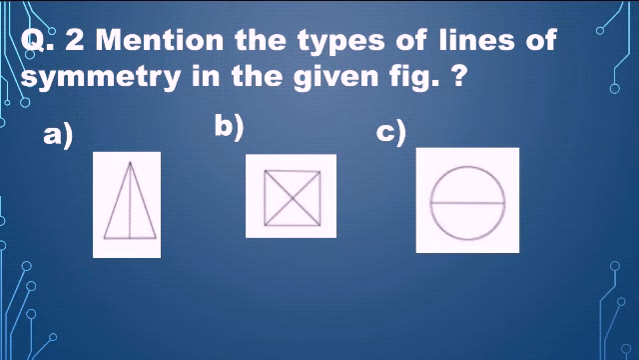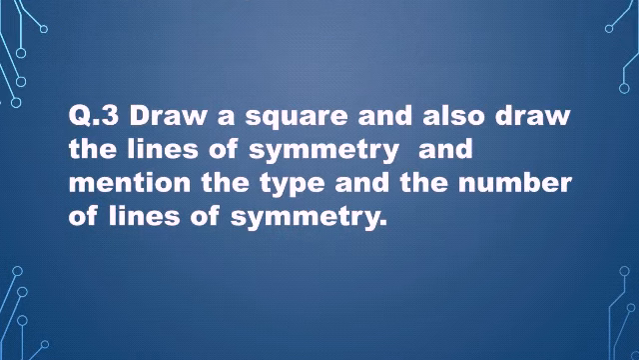You know that we have learned three different types of lines of symmetry: vertical line of symmetry, horizontal line of symmetry, and slanting or diagonal line of symmetry. Vertical line of symmetry means a standing line. Horizontal line of symmetry means a sleeping line. Diagonal line means a slanting line. So which kind of line of symmetry is it? Now have a look at question number 3.